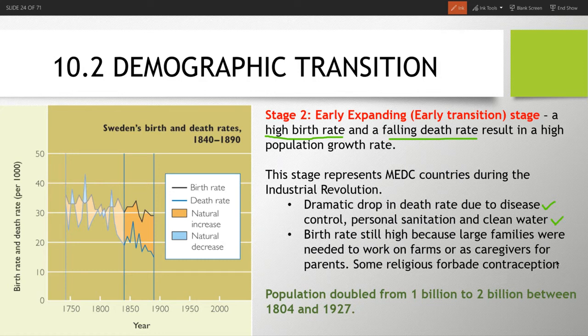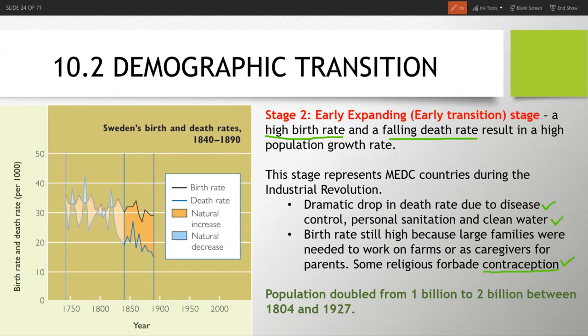Additionally, in some cases, religion might have frowned upon birth control or contraception, seeing it as something that's unnatural, and therefore that would lead a greater number of people to probably not use contraception as much. So therefore there'd be fewer births being prevented, and therefore an increase in your population.